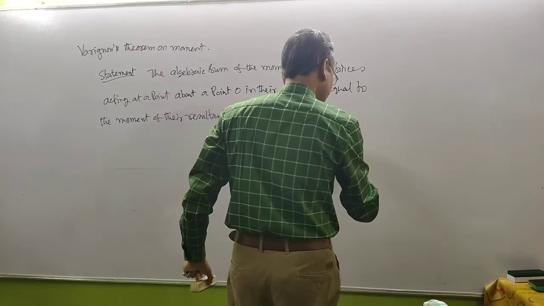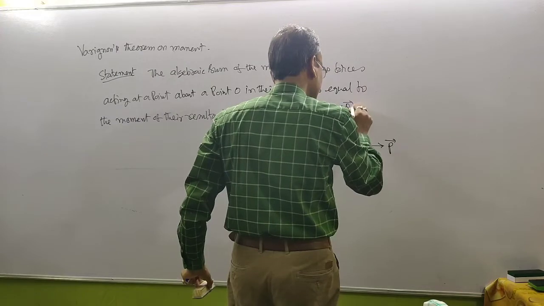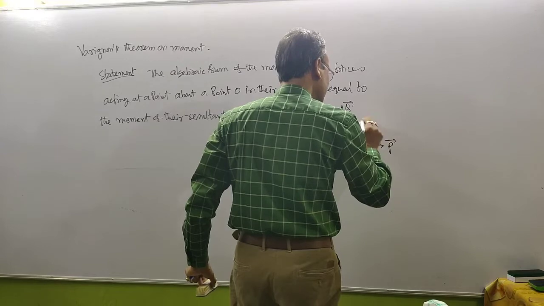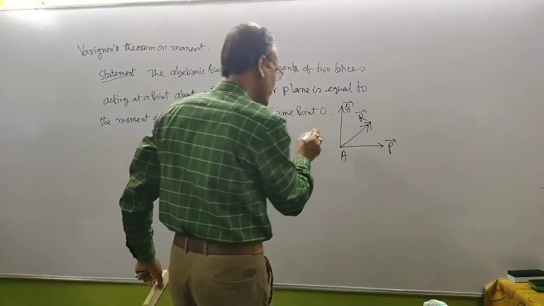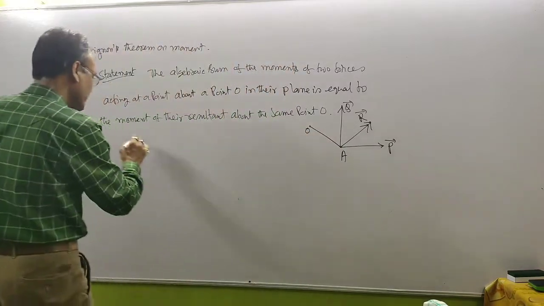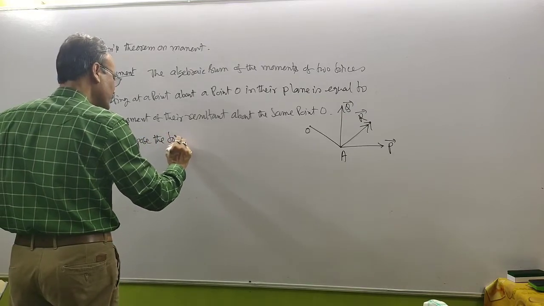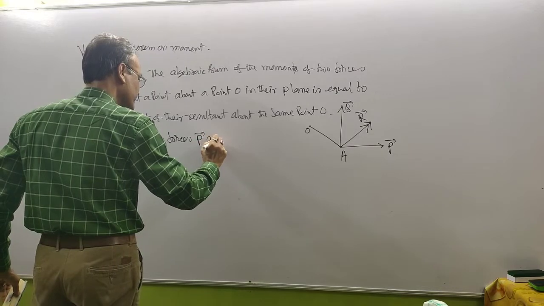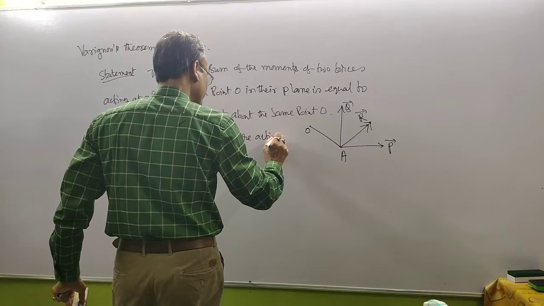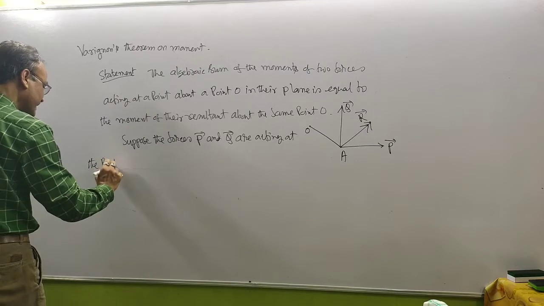Suppose P and Q are two forces acting at a point A. R is the resultant of P and Q. You have to find the moment of the forces about the point. Suppose the forces P and Q are acting at the point A.